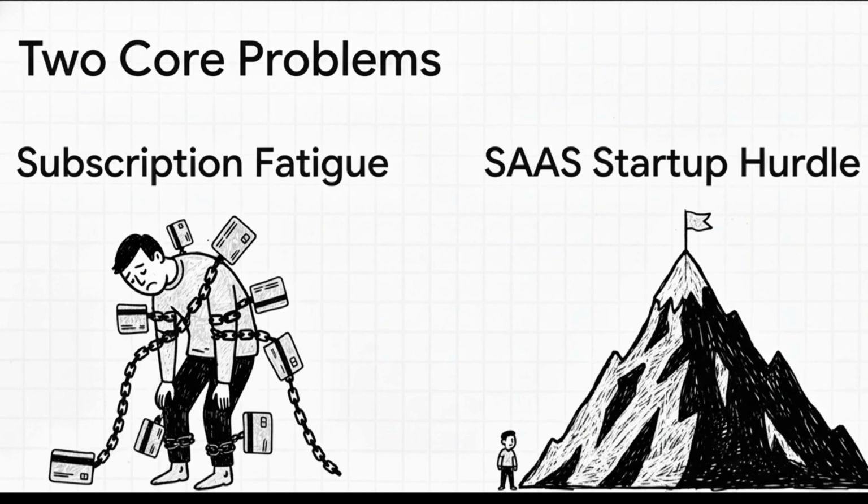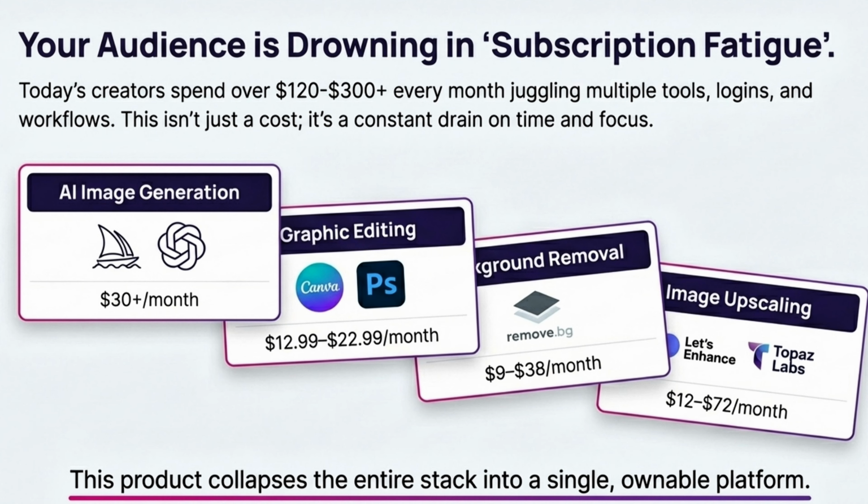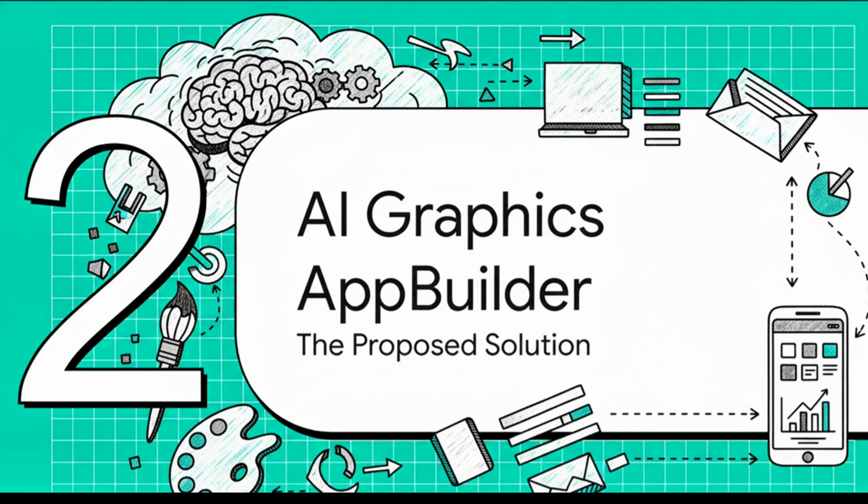Well, according to the source material, it boils down to two huge problems. The first one they call subscription fatigue. And you probably know this feeling. You're paying out, what, $100, $200, maybe $300 every single month for a bunch of different AI tools like Midjourney or Canva. And then there's the second problem, the SaaS startup hurdle. And this is the big one, facing $50,000 to $100,000 in development costs just to get your own idea off the ground.